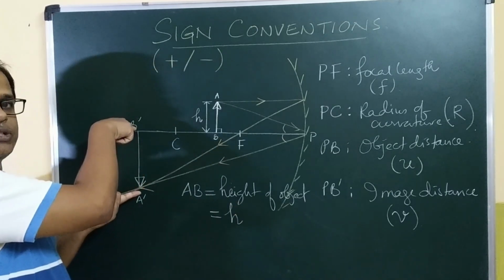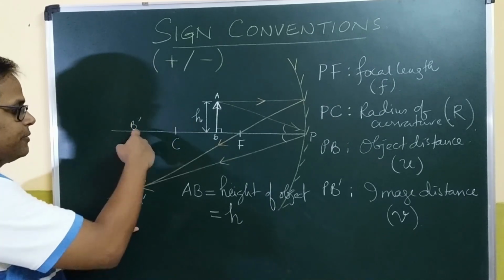Similarly, there is an image formed. This is the image formed, A dash B dash.